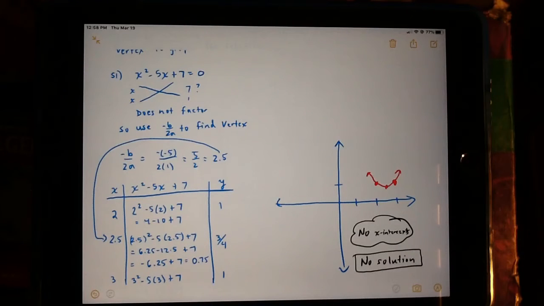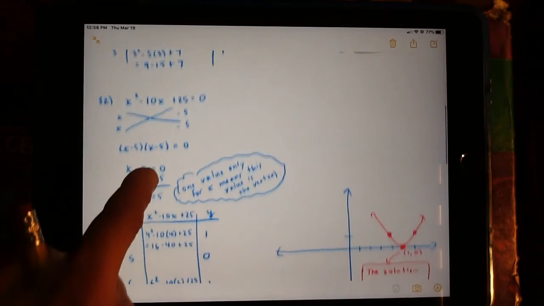Once I've done that, I'm going to graph those points, and here I am graphing those points and finding out that the parabola never touches the x-axis. Therefore, since there is no x-intercept, there is no solution to this particular equation.